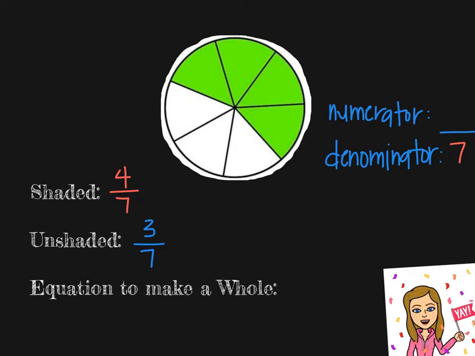The equation to make the whole would just be adding together the shaded plus the unshaded. So we would write an equation that looks like this. 4/7 plus 3/7 equals 7/7, but it's also equal to 1 whole. Remember that in order for a fraction to equal 1 whole, the numerator and denominator have to be the same number.